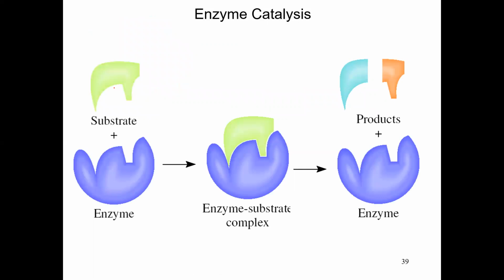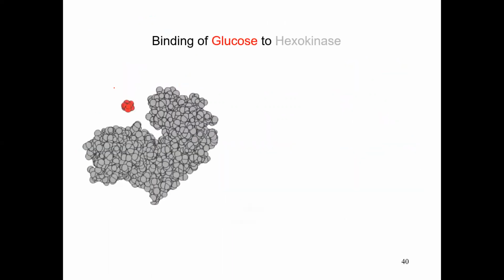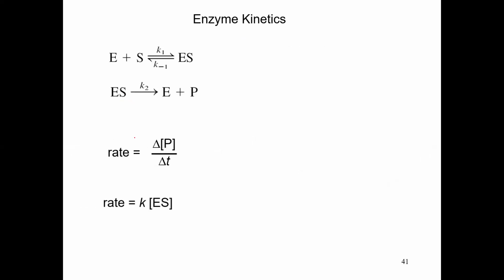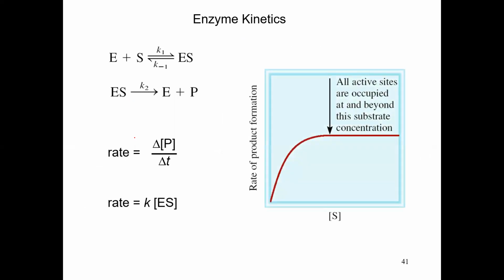Enzyme catalysis is another example. Again, you've got a substrate and then the products coming off, but the enzyme acts as the catalyst in those cases. So then we have the binding of glucose to hexokinase, and again, that is a catalyzed process that fits in really well, and then you can get the glucose to be decomposed. Enzyme kinetics: you have these relationships between them, and the rates are related to each of those. All active sites are occupied at and beyond this substrate concentration.